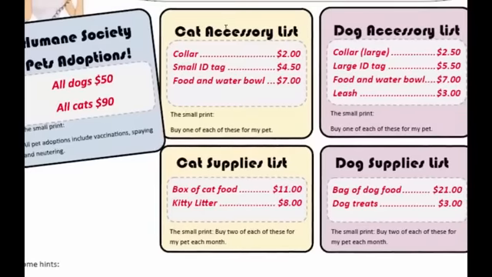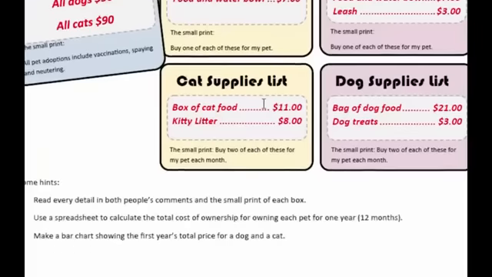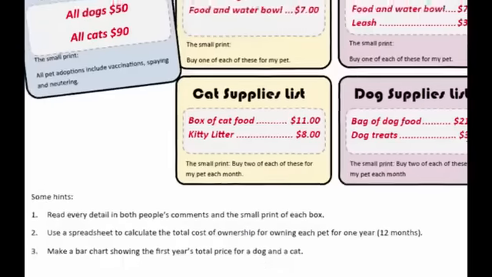First of all, this is a list of what we consider necessary accessories. The cat has 3 items, the dog has 4. So you have to buy these one time. The second box shows the ongoing expenses. A box of cat food, kitty litter, and the small print says buy 2 of each of these for my pet each month. And so we'll double that expense each month. The dog has some expenses too. His dog food is more money, and his dog treats are also an expense.